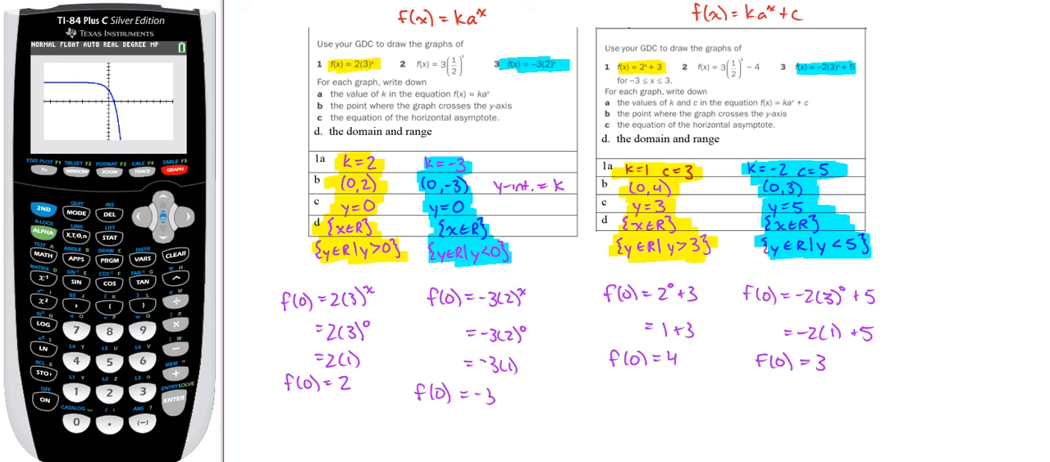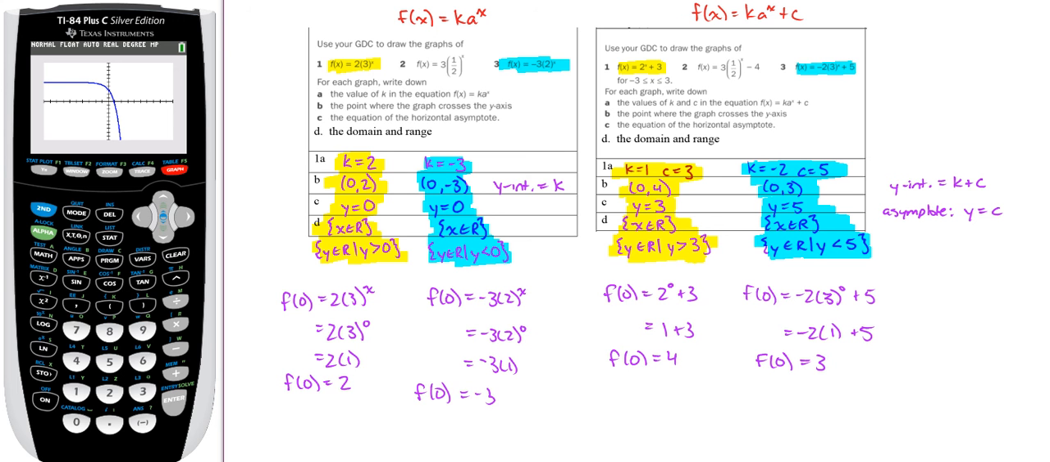So a couple of things emerge from these patterns. So here we see that the y-intercept always seems to be equal to the coefficient plus the constant. So 1 plus 3 gives us 4. -2 plus 5 gives us 3. So our y-intercept is always going to be k plus c. And our asymptote always seems to be at y equals c. And that's true for everything. So here when c was 0 and it didn't manifest in the equation, our asymptote is 0.